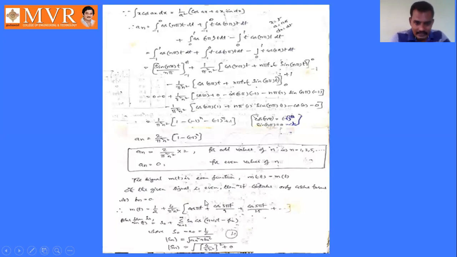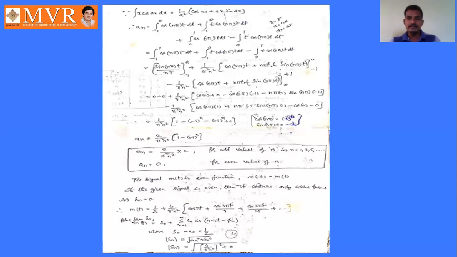If the signal is even, then it contains only cosine terms. We have the advantage of the even functions here. What is that advantage? If the function is an even function, it contains only cosine terms, not sine terms. So the sine terms will become 0. What is the sine coefficient here? Bn is the sine coefficient. An is the cosine coefficient.